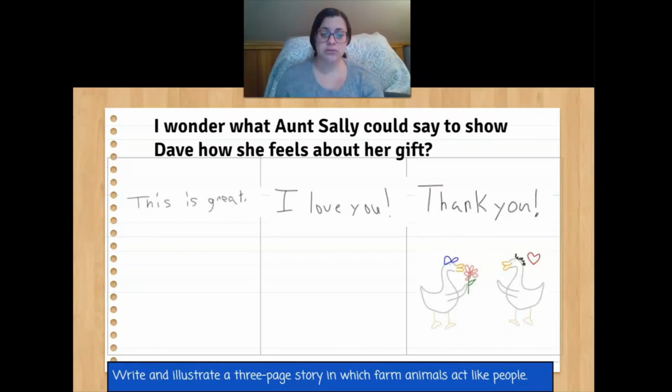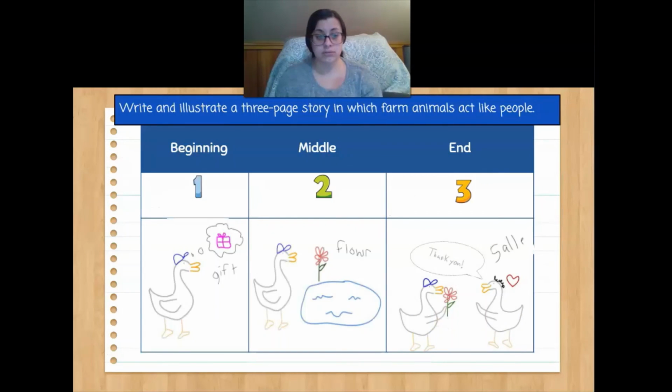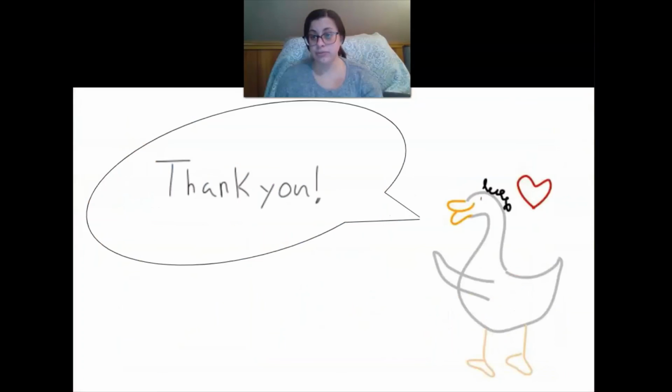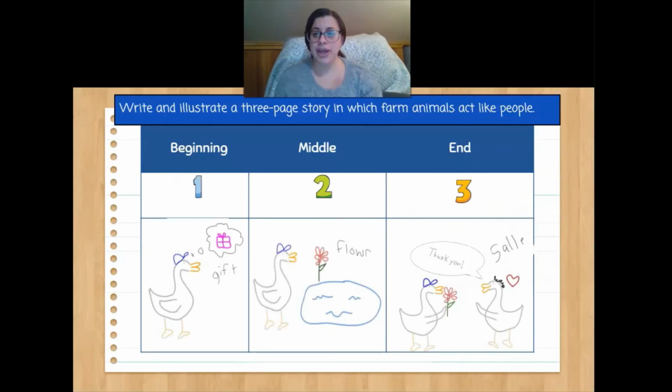What about thank you? Does thank you make sense? Thank you sounds like a natural thing to say when someone gives you a gift. It also adds to the idea that she liked gifts. See that we have the heart? That tells us that Aunt Sally really liked the gift. So we're going to add thank you to my speech bubble at the end of my story. So Aunt Sally is saying thank you, and I will add it to the end of my story.